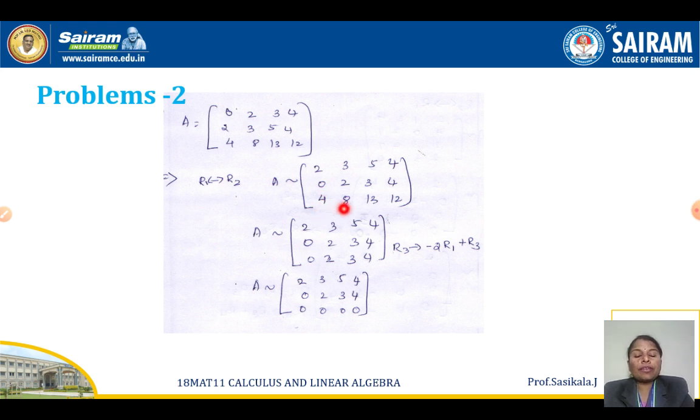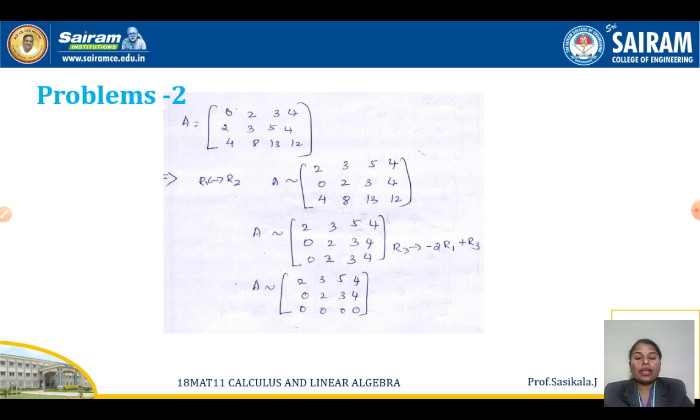You have to make the third row's first element and second element 0. As we have discussed earlier in the previous question, to convert the first element of your third row, you must use your first row, right? So R3 implies what I need. I need a minus 4. Use your first row means 2 is there. Just multiply with a minus 2. That's all. So minus 2 into R1 plus R3. You can completely multiply with minus 2, then add with your third row. I'll get 0.